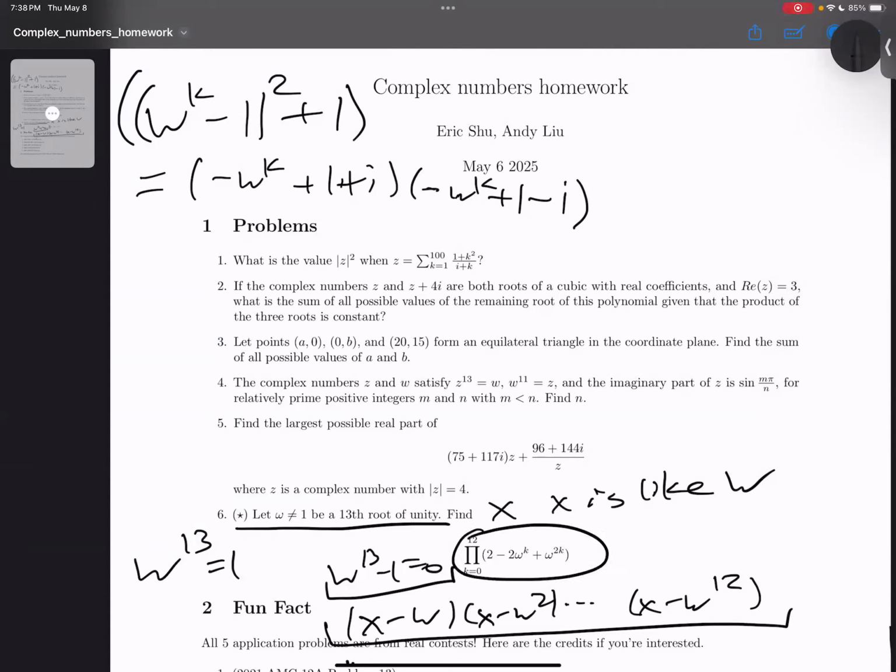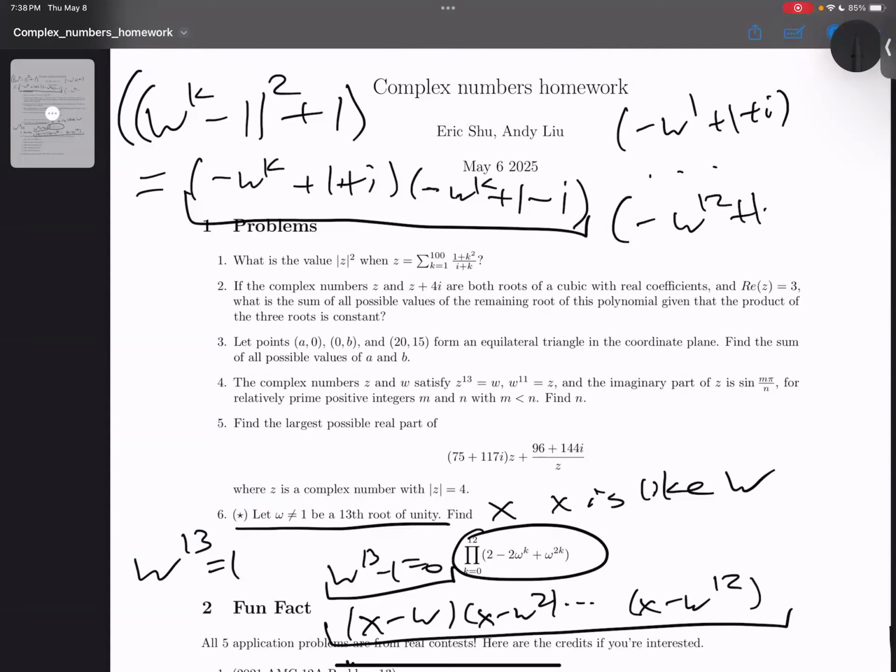So when we cycle through this, the product of these things, we have negative omega to the 1 plus i, all the way to negative omega to the 12 plus 1 plus i. And that is basically what we're doing here, where we set x equal to 1 plus i. So this part is just 1 plus i to the 13th minus 1, and the other part is 1 minus i to the 13th minus 1. Is this correct?